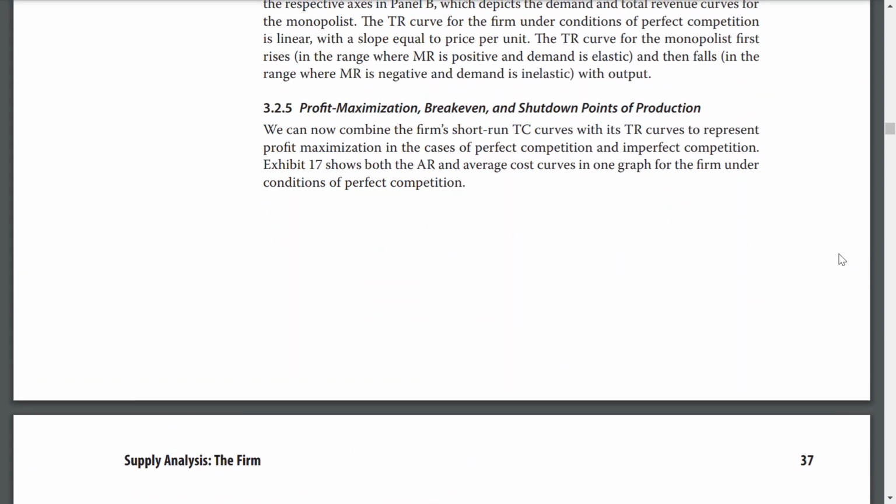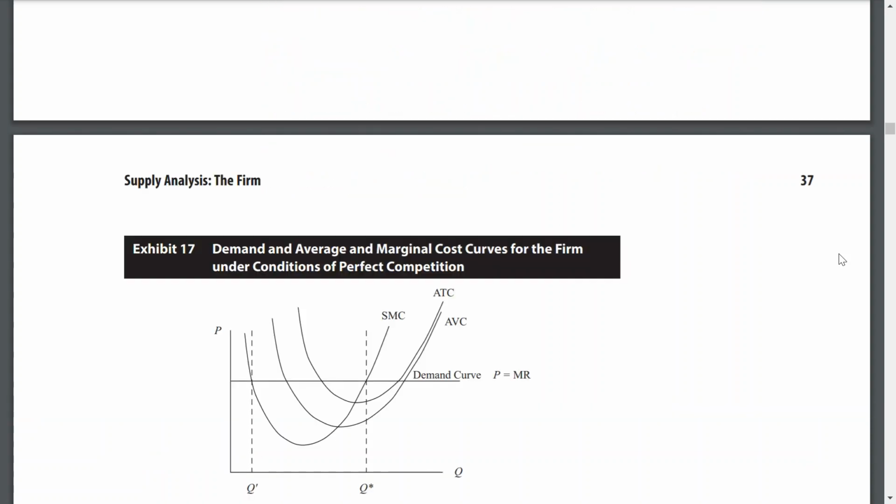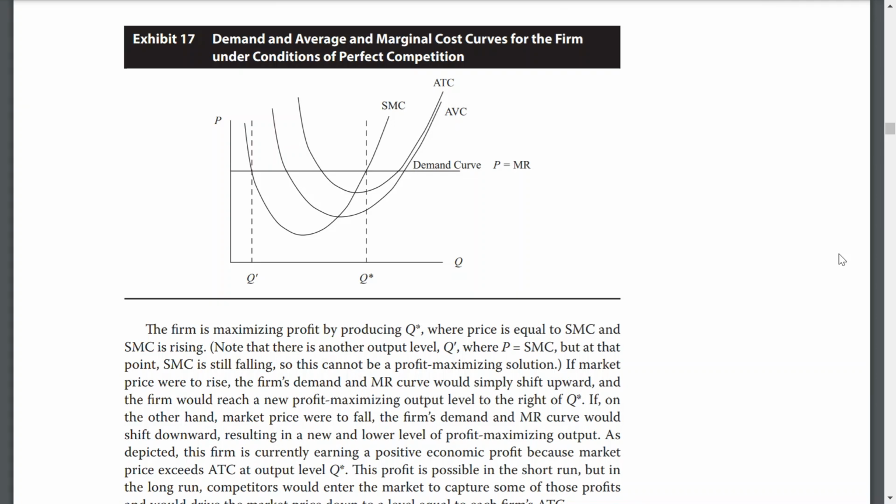3.2.5 Profit maximization, break-even, and shutdown points of production. We can now combine the firm's short-run total cost curves with the total revenue curves to represent the profit maximization of the case of perfect competition. Profit maximization is MC equals MR, if you guys forgot. Exhibit 17 shows both the AR and the average cost curves on one graph for the firm under conditions of perfect competition. So that's what it looks like. It may look complicated, but I did make videos about this in previous sections, so if you have questions, be sure to refer to the past videos.